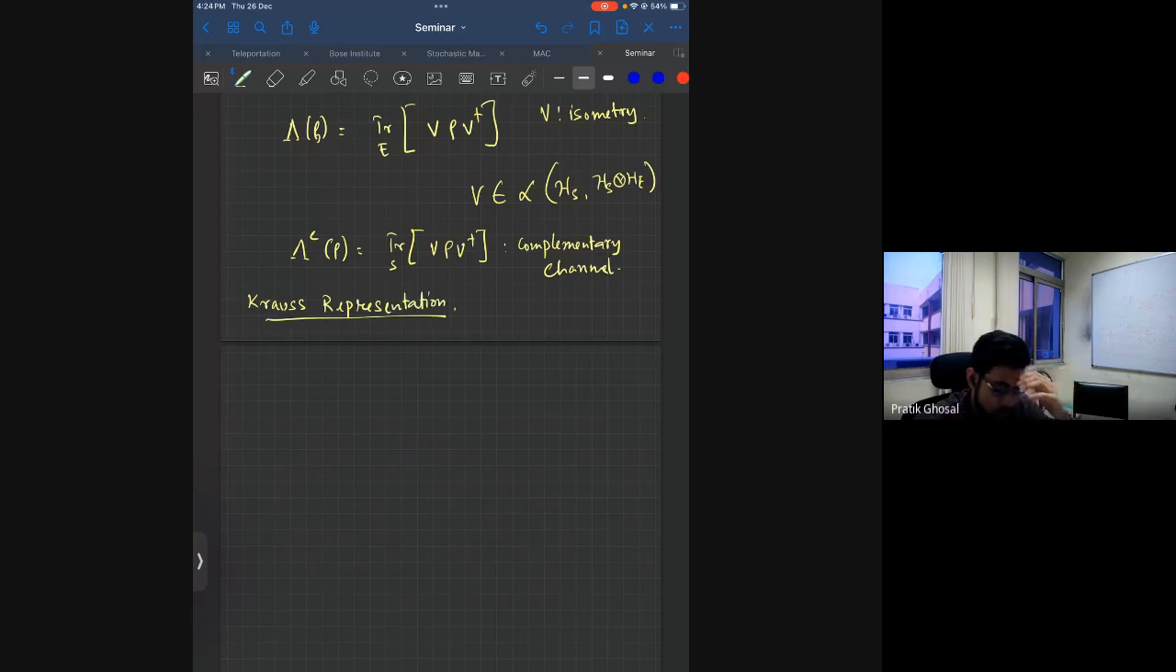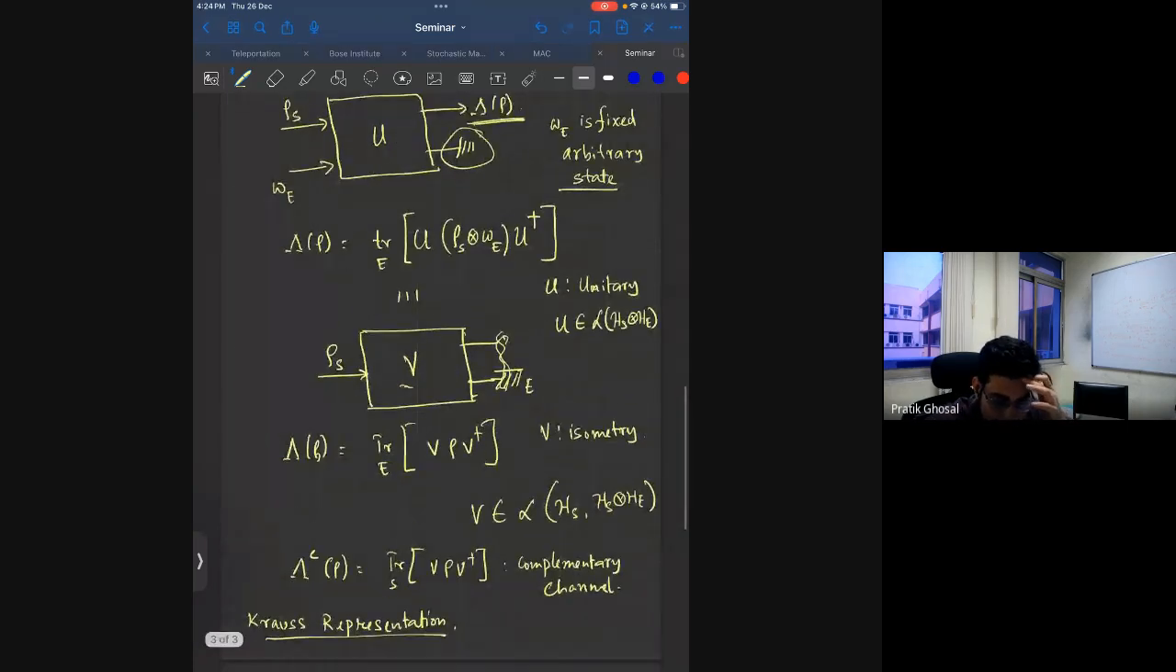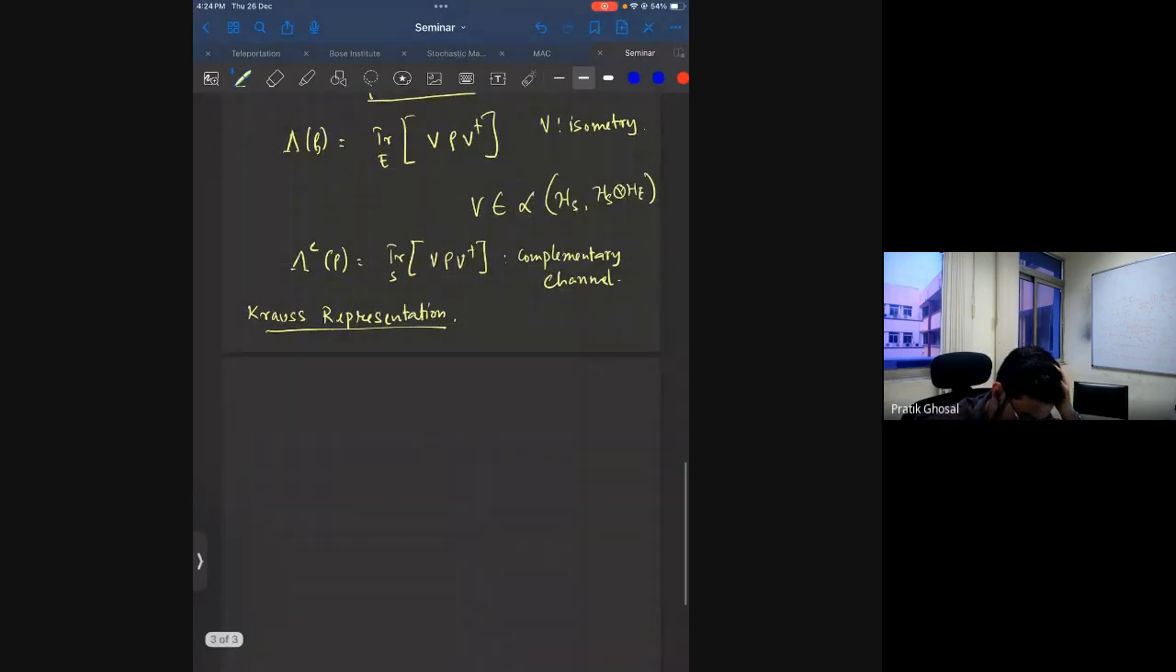So now the Krauss representation we can derive from the Stinespring representation, just like this. From now on, I will take only this isometry picture, which is convenient for our purpose. We can also take the unitary picture, but I'll take the isometry picture.